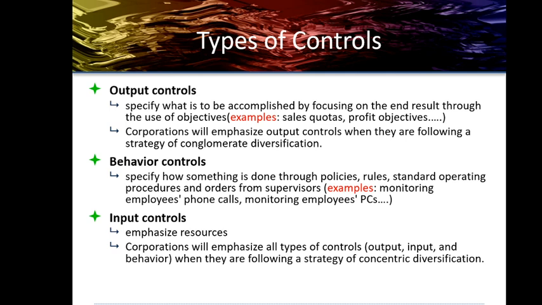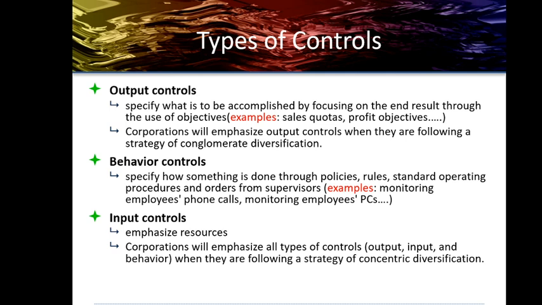We attain the 1 million, so it's good, we are doing well. But in the behavior controls, no, they concentrate on how something is done. I want to know how we got the 1 million. Now if you use, of course, the second type of control, which is the behavior control, through policies: did we follow the policies, the rules, the regulations, standard operating procedures, and orders from superiors, and so on.